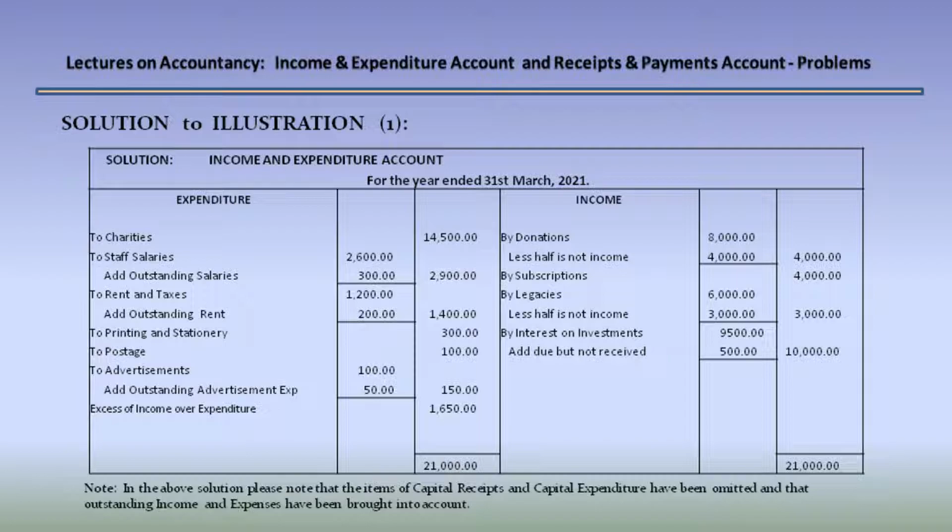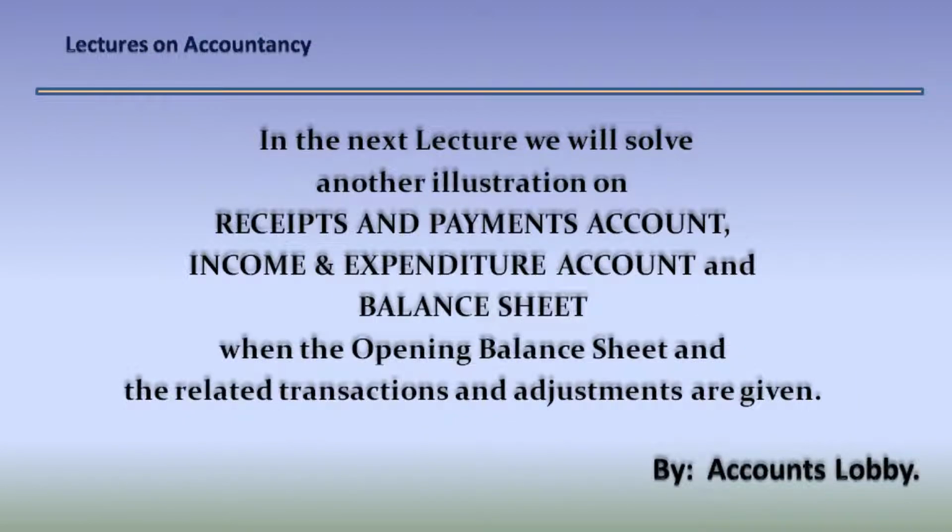Note, in the above solution, please note that the items of capital receipts and capital expenditure have been omitted, and that outstanding income and expenses have been brought into account, as the capital receipts and capital expenditure will go to the balance sheet. In the next lecture, we will solve another illustration on receipts and payments account, income and expenditure account, and balance sheet when the opening balance sheet and the related transactions and adjustments are given.